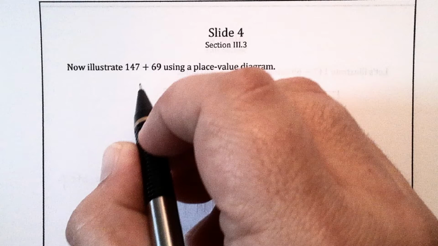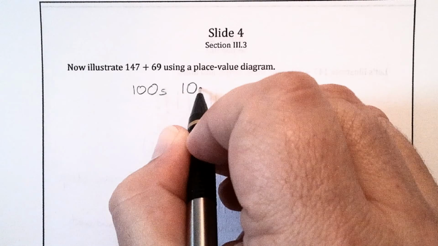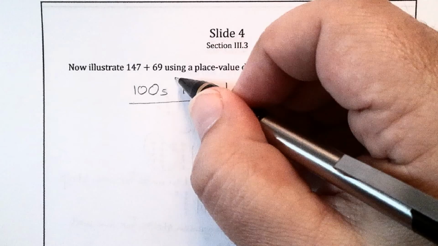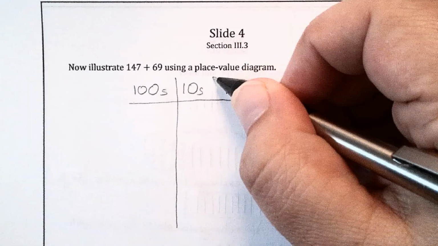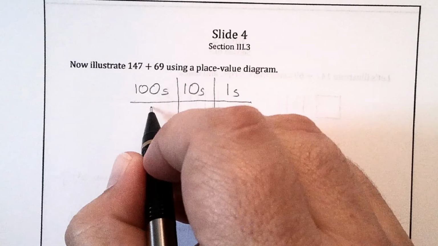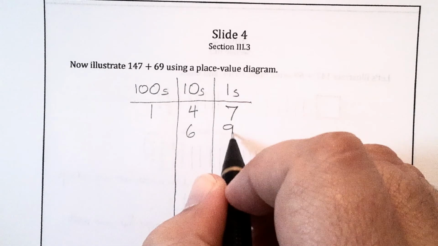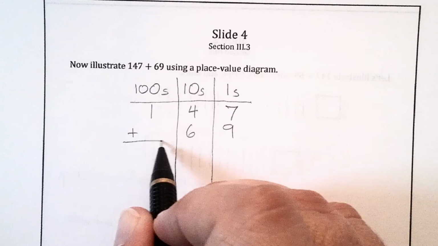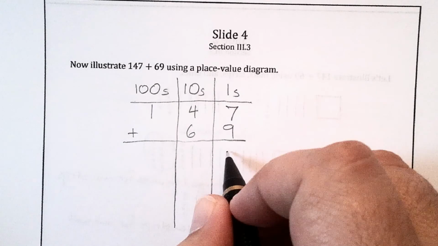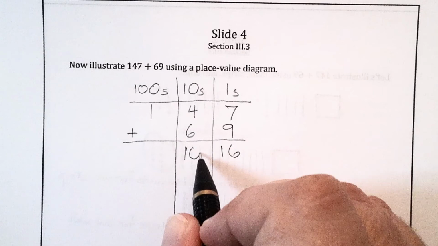So I'm going to make something kind of like a ledger that you might use in accounting. And we have 3 columns, hundreds, tens, and ones. And we're adding 100, 4 tens, and 7 ones to 6 tens and 9 ones. And I just add column by column. 7 plus 9 is 16, so I have 16 ones in all. 4 plus 6 is 10, so I have 10 tens. And 1 plus 0 is 1, so I have 100.